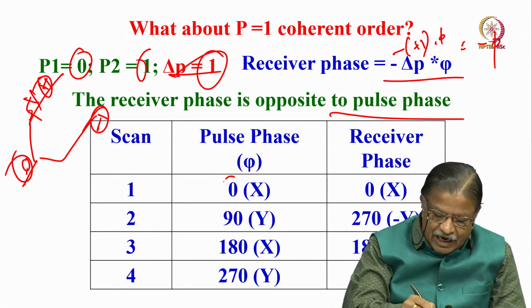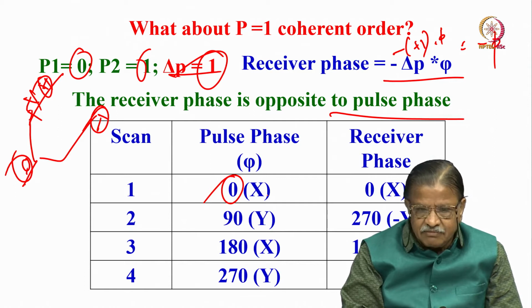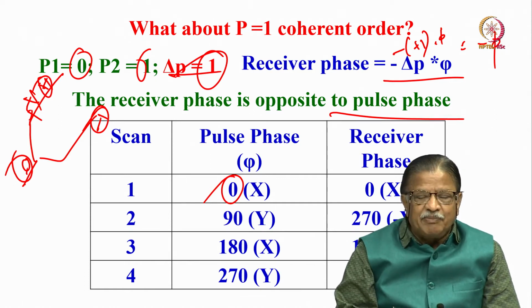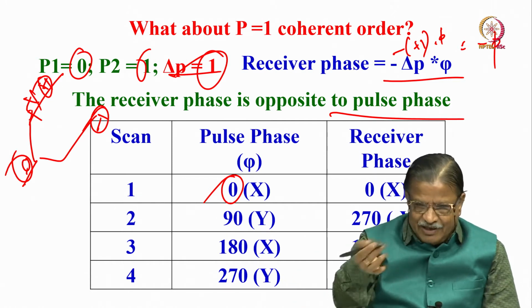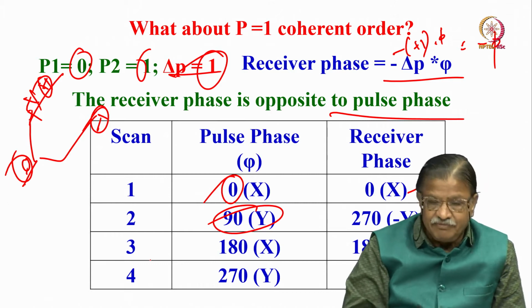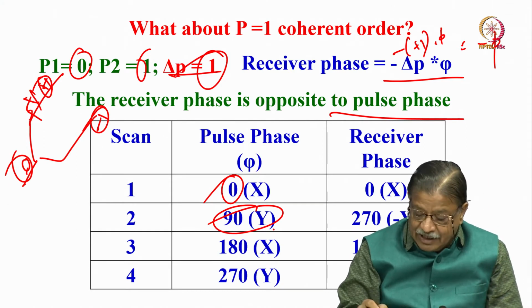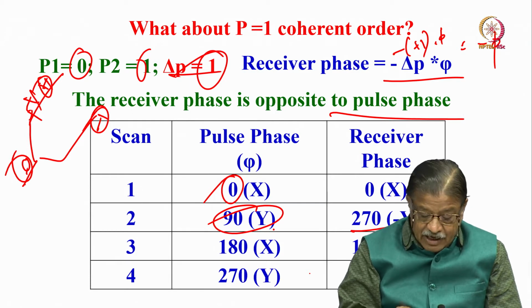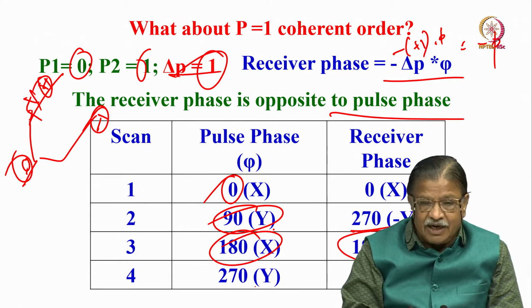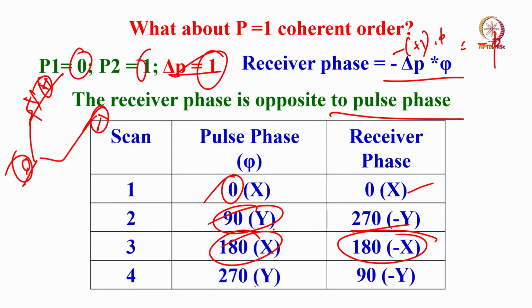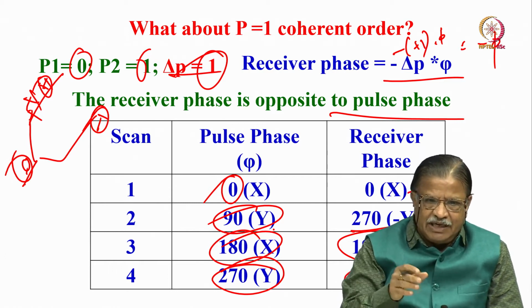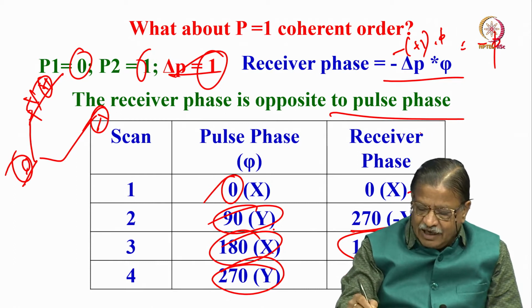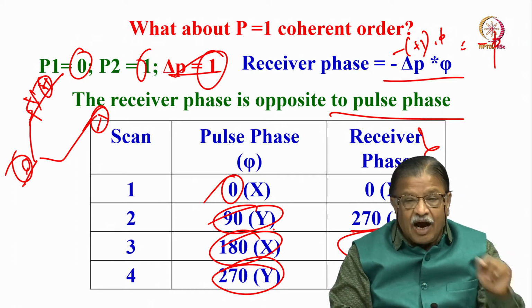So let us say I choose for the first time 0 x, then the receiver is also 0 x. In principle, it should go back, it should be completely opposite. We will see more about it later. If it is 90 x, then it has to be 270. If it is 180, it has to be minus 180. I am just taking the opposite phases. If it is 270, this is 90. What is 0, 90, 180? We have already discussed what the pulse phase 0 is, what 90, 180, and 270 are. So the receiver phases have to be exactly opposite.